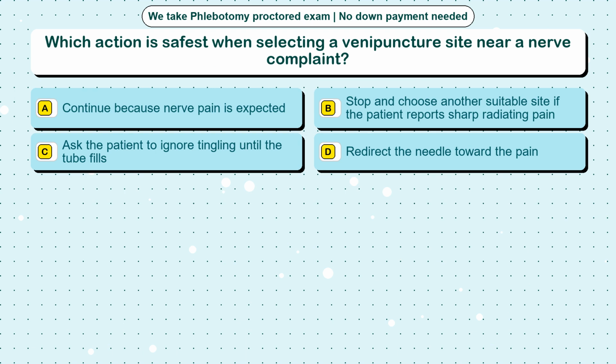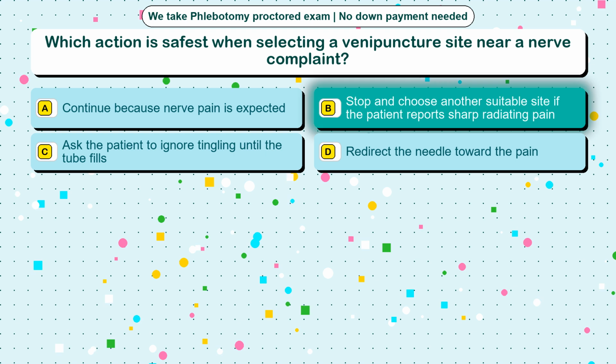Question 66. Which action is safest when selecting a venipuncture site near a nerve complaint? Option A, continue because nerve pain is expected. Option B, stop and choose another suitable site if the patient reports sharp radiating pain. Option C, ask the patient to ignore tingling until the tube fills. Option D, redirect the needle toward the pain.